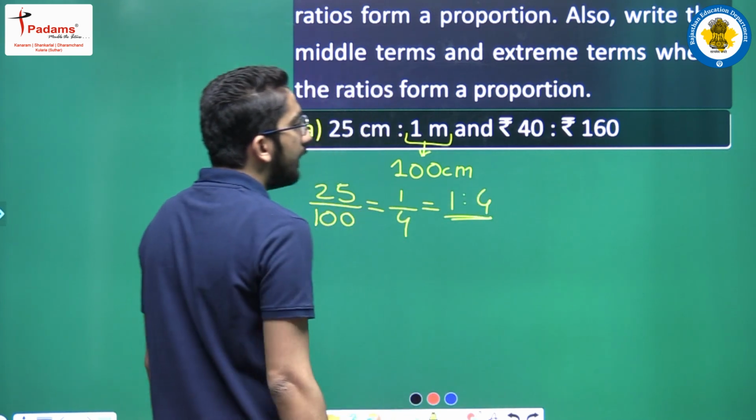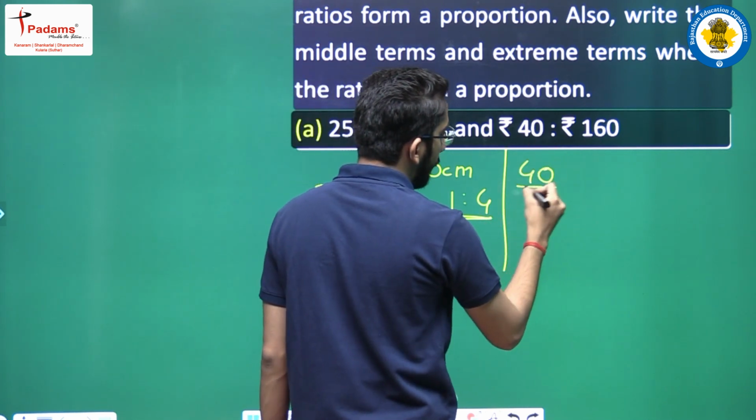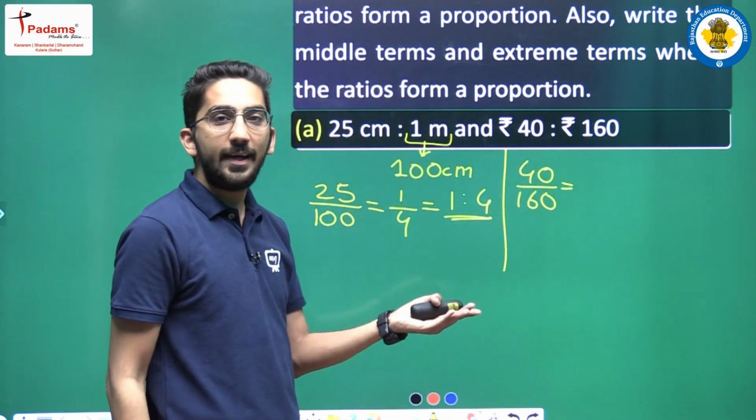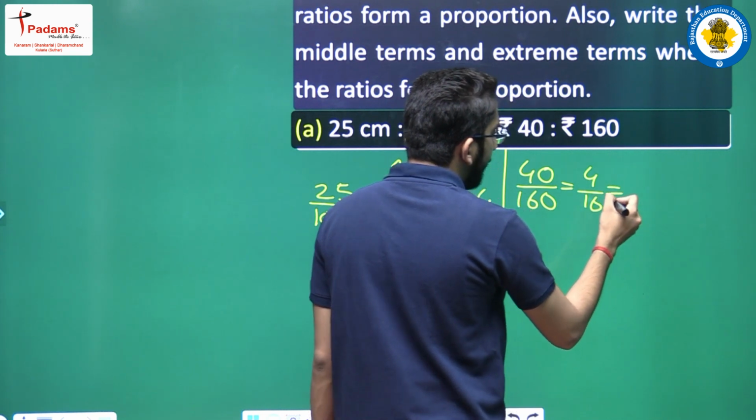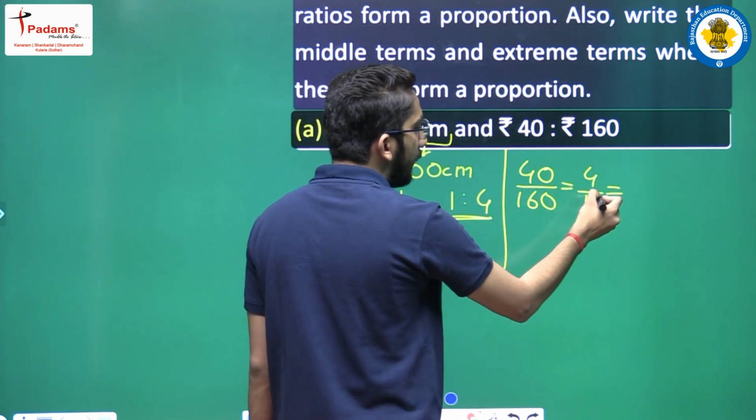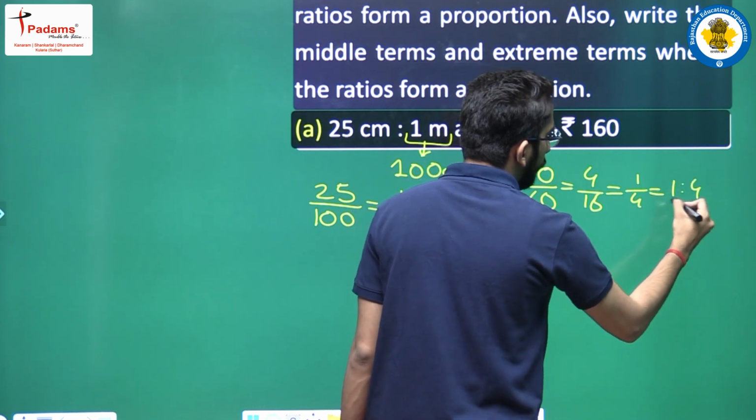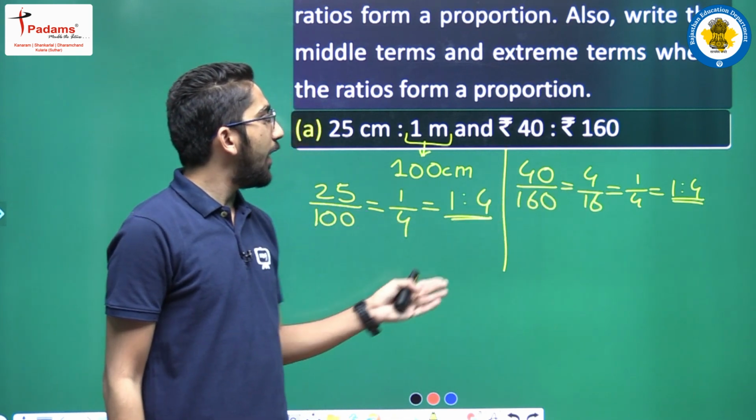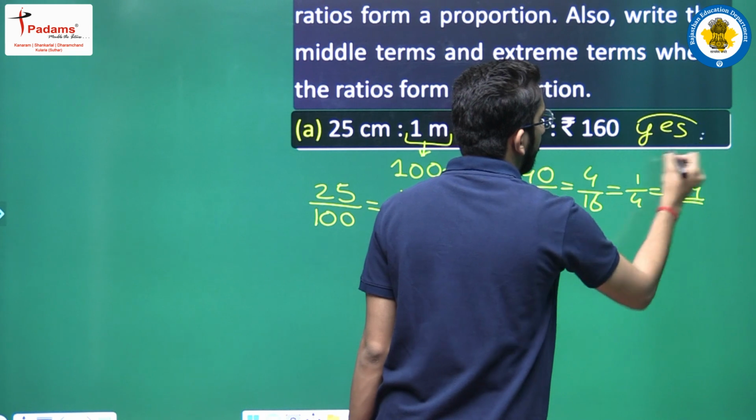Then next is rupees 40 is to rupees 160. So 40/160. You can divide both of them with 10 first. It will become 4/16 and now you can divide both of them with 4. So this will become 1/4 or 1:4. So both the ratios are 1:4. So I will say that yes, they are in proportion.